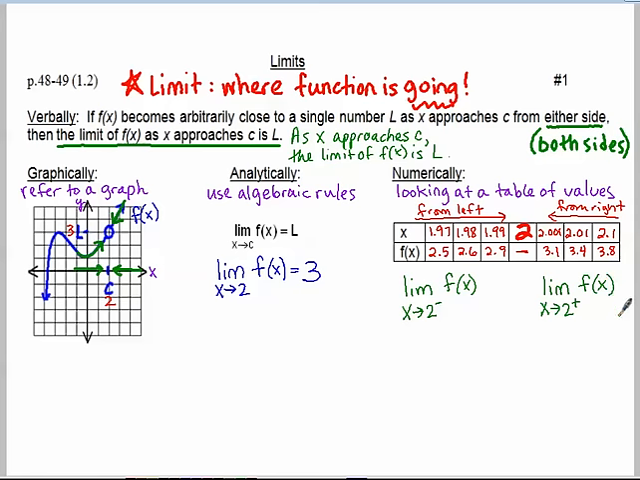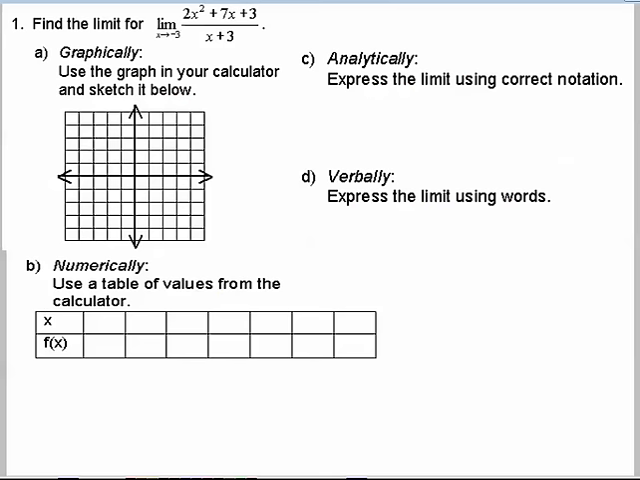Let's look at a couple of example problems. If you have a graphing calculator, it would be great at this time for you to plug in this function right here. This function f of x equals, or y equals, or h of x equals 2x squared plus 7x plus 3 over the quantity x plus 3.